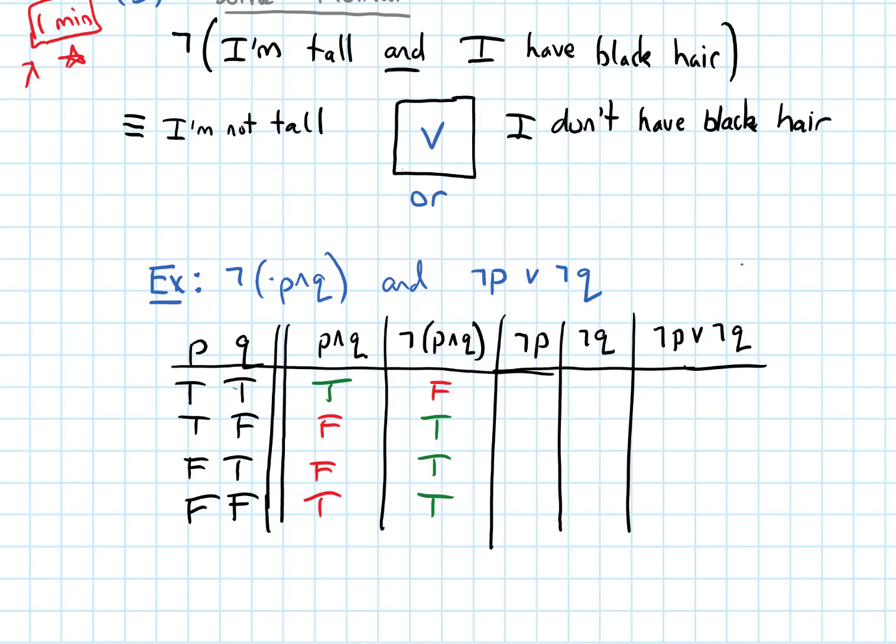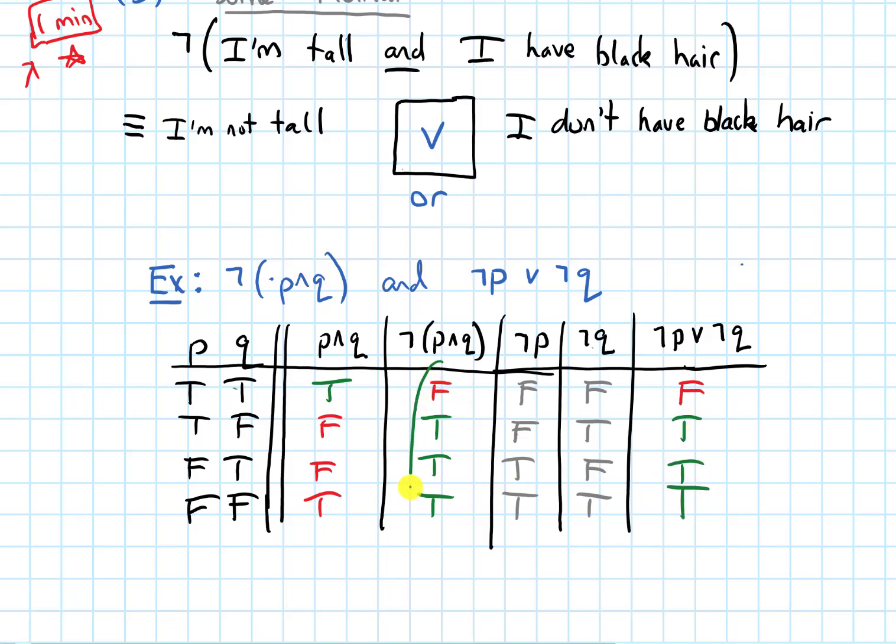For not P, I got to flip P's values. So false, false, true, true. For not Q, I got to do the same thing to Q. Flip them, false, true, false, true. And now I got to make an OR statement using these previous 2 columns, not P as well as not Q. So the OR statement is only going to be false when both of those parts are false. That's the top row. In all of the other rows, at least one of them is true, which makes the OR statement true.